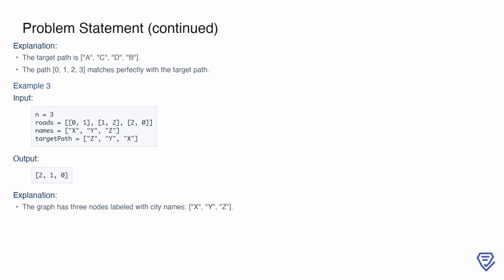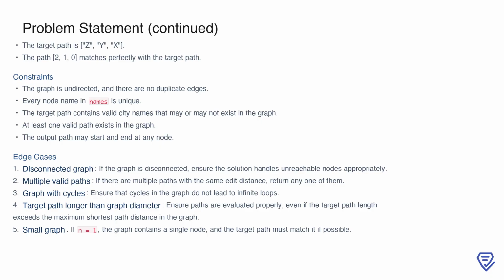Finally, in the third example, the graph contains 3 nodes with city names X, Y, and Z, and the target path is Z, Y, X. The solution returns the path 2, 1, 0, which corresponds to the exact sequence of city names in the target path. This shows that the solution correctly handles smaller graphs and can find a perfect match even when the graph is fully connected.